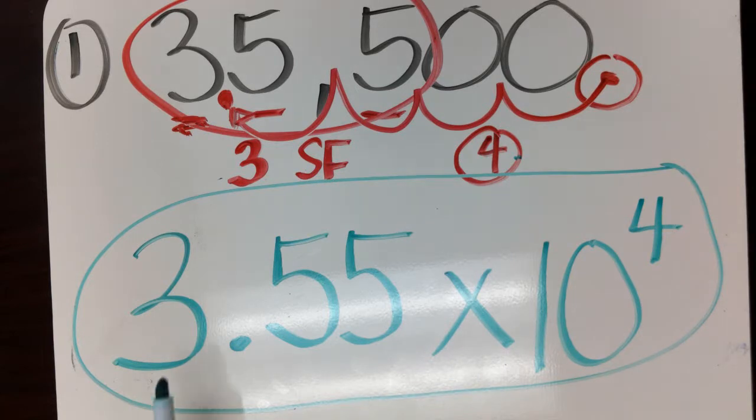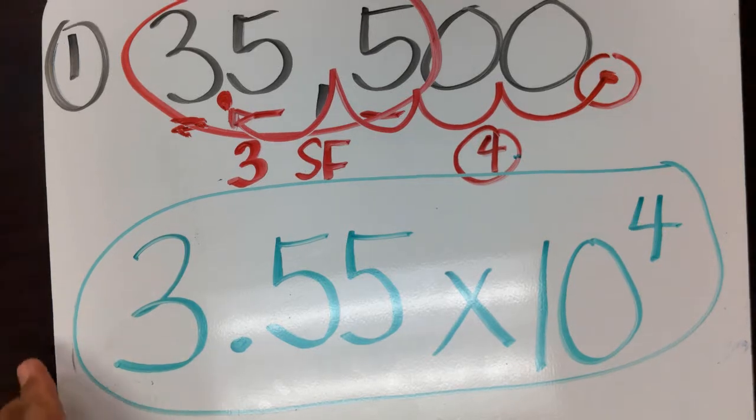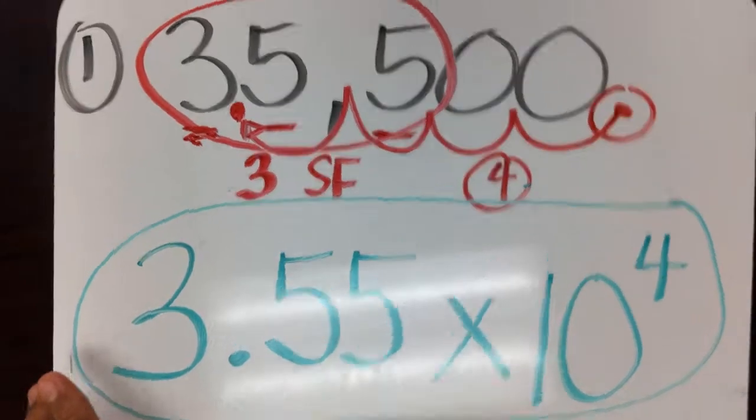Let me repeat, that's 3.55 times 10 to the power of positive 4. That's for number 1. Any questions so far? Okay, I'm going to switch to number 2, to have more examples. Number 2.